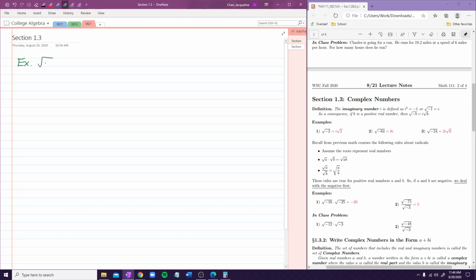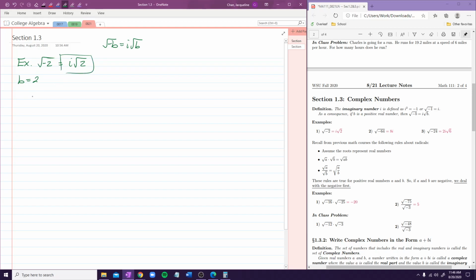Okay, so we have the square root of negative 2. So in this case, we want to keep in mind, we know that the square root of negative b is equal to i times the square root of b. So in this case, b is equal to 2. So what is this? This is i times the square root of 2. Right, and this is the solution.